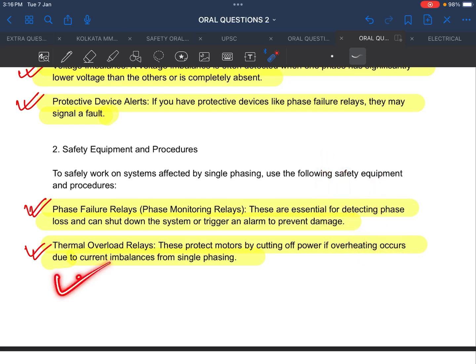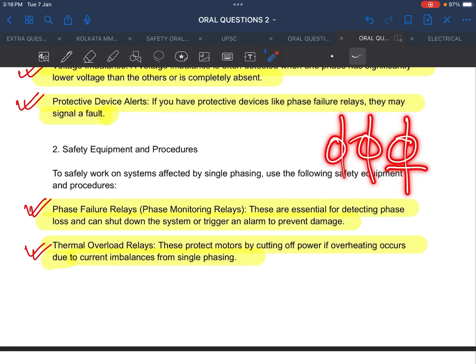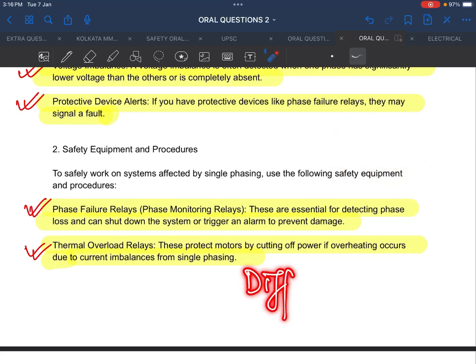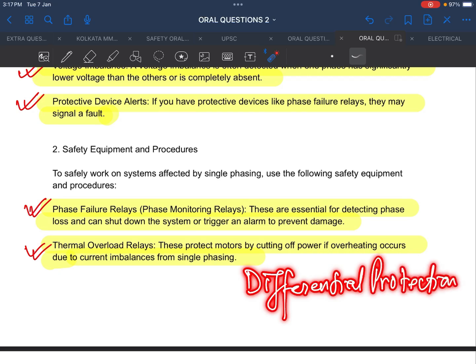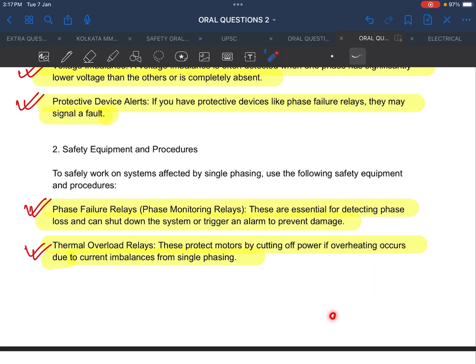So we are using the thermal overload relay. A phase failure relay is also sometimes used, because it detects whether the phases are coming properly or not. If there is any imbalance in the phase, it will disconnect the circuit. And sometimes differential protection relay. This is the most important protection. Here it is not written, I think, the relay.